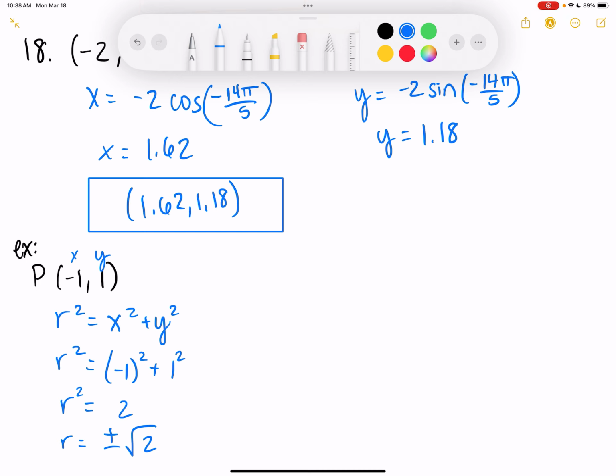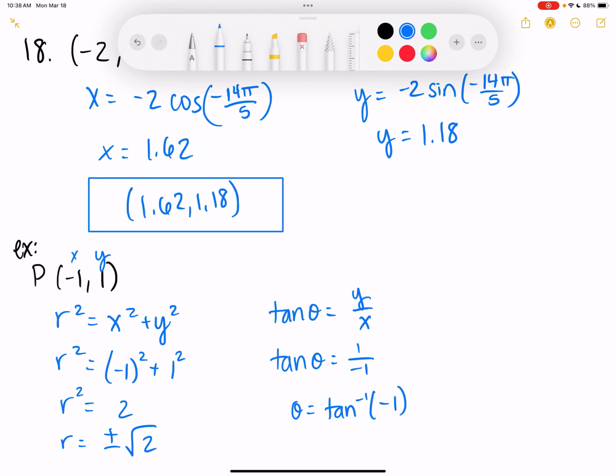Now, I want to find my theta. Do we remember what formula to use to find that when I only have y and x? Tangent of theta equals y divided by x. Yep, tangent of theta equals y over x. So tangent theta equals 1 over -1. So theta equals the inverse tangent of -1.